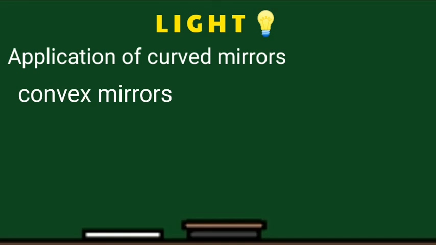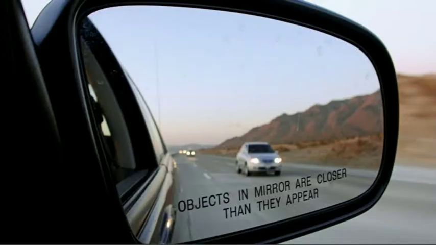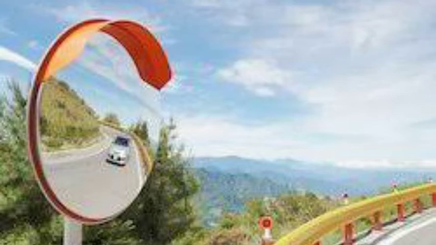Next, uses of convex mirror. Convex mirrors are used in vehicles as rear view mirrors, and they are found in hallways of various buildings including hospitals, hotels and schools. Then they are used on roads where there are sharp curves and turns.